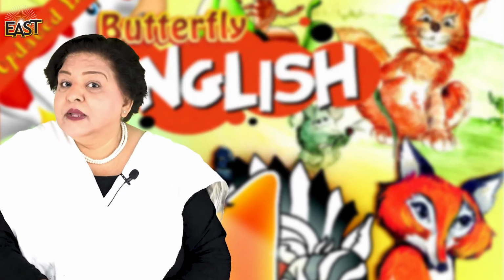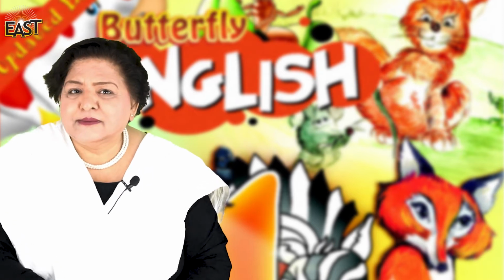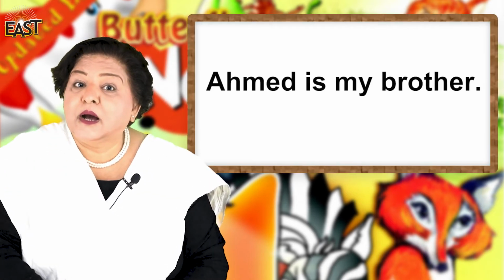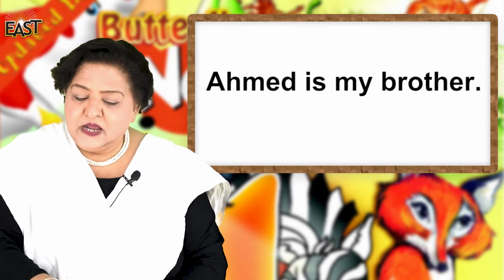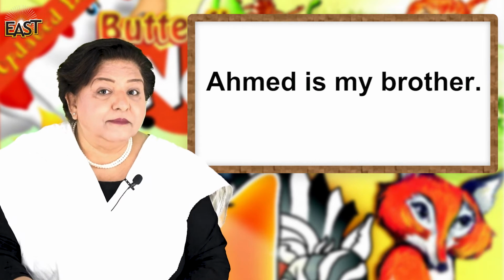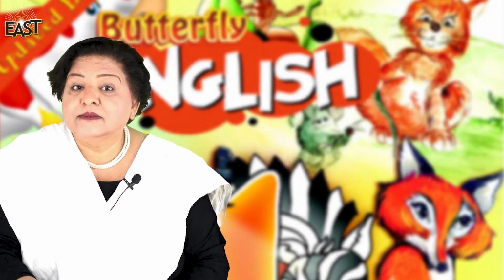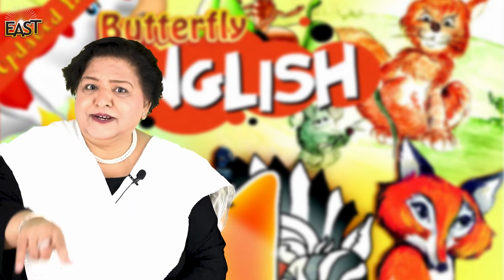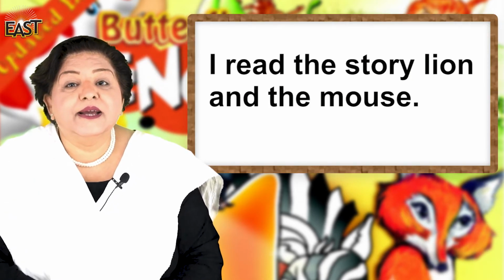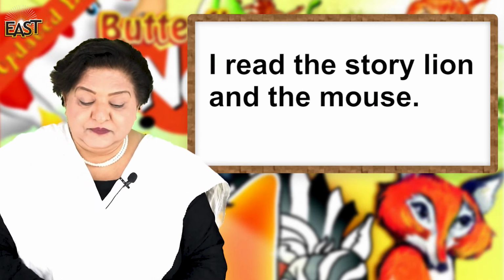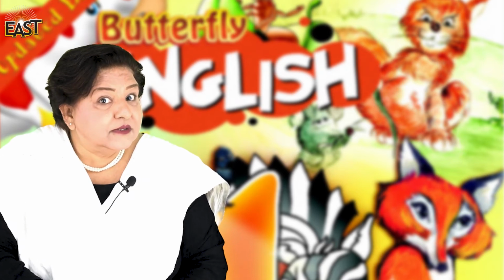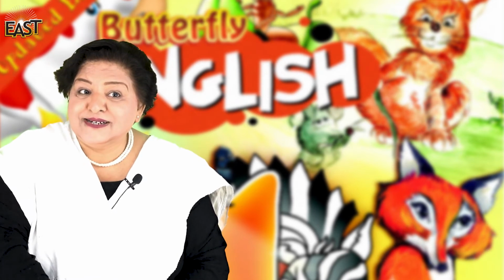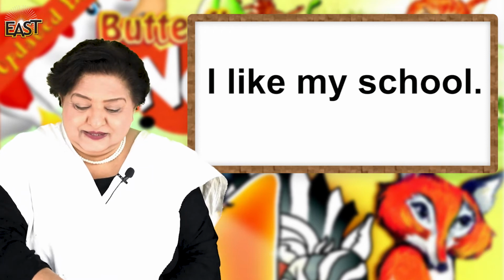Number two is a person. So let's make a sentence about him. Well done. Ahmed is my brother. Well done. Number three. What is number three? A lion, which is an animal. Well done. So make a sentence. Very good. I read the story, The Lion and the Mouse. Well done. Number four, which is a good, a place, school. Very good. I like my school. Excellent.